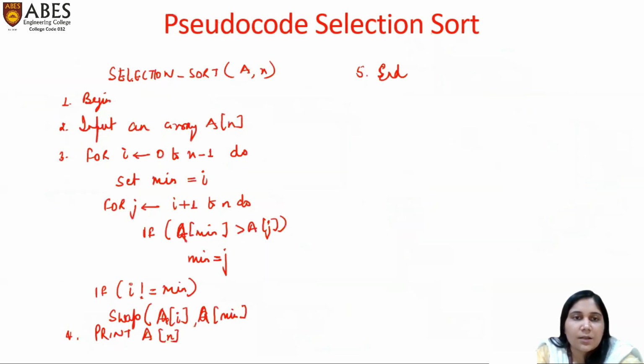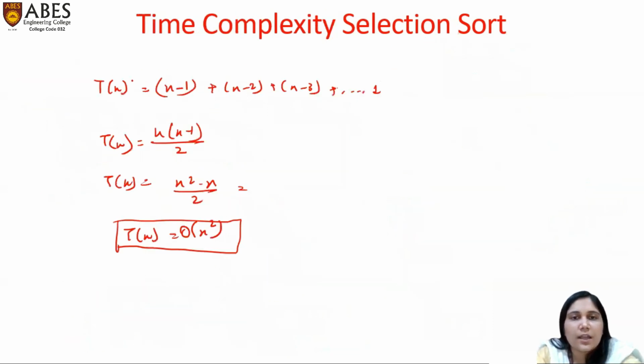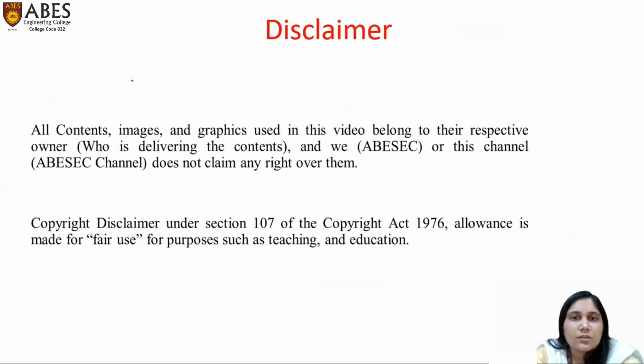So it gradually becomes n minus 1, n minus 2, n minus 3, and as per the formula, it is n into n minus 1 by 2. So the time complexity for selection sort is in order of n square. So this is the end, and I hope you have understood this selection sort. So thank you.